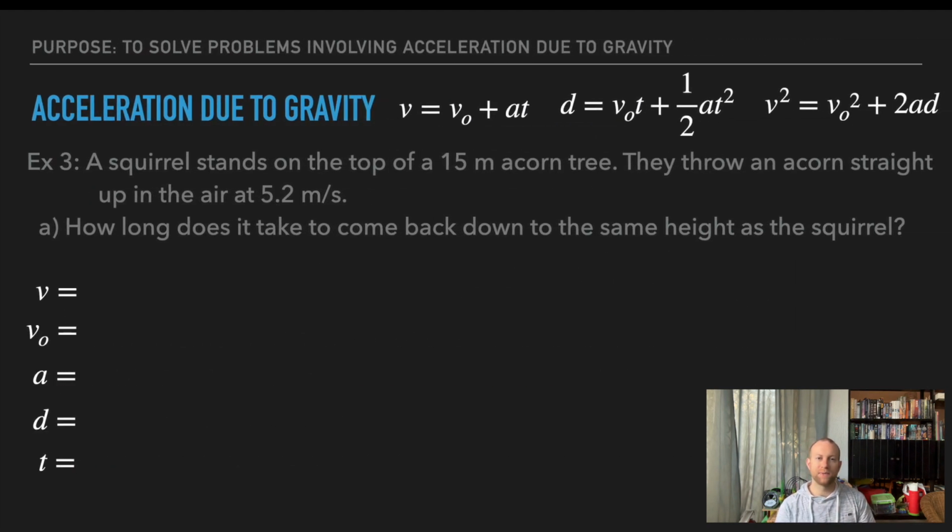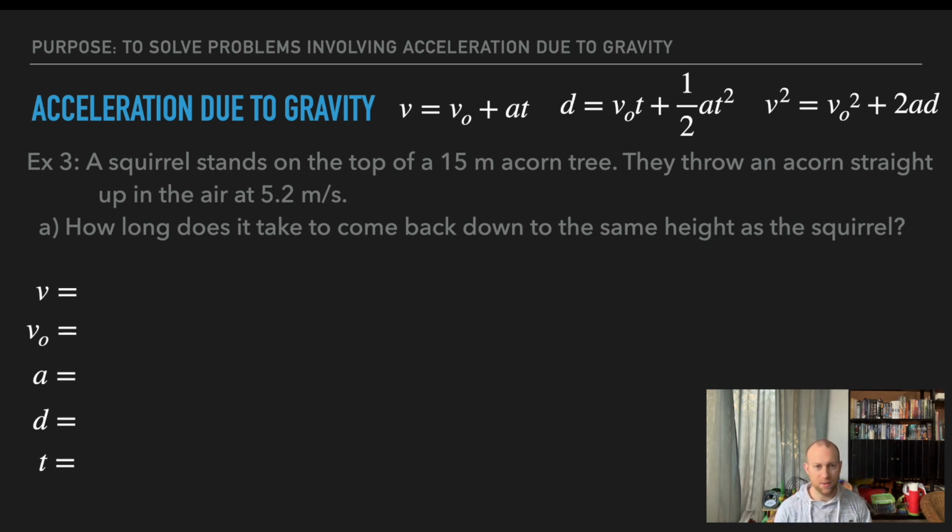Another example here, we've got a squirrel standing on the top of an acorn tree. They throw the acorn straight up. We want to know a couple things. First of all, how long does it take to come back down to the same height? So here's the tree, the squirrel is standing at the top, there's the acorn up. We want to know how long until it reaches that same point. So not to the ground, to the same point.